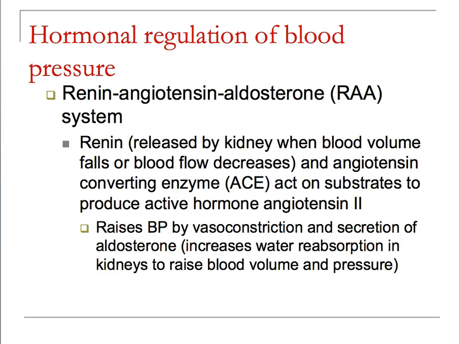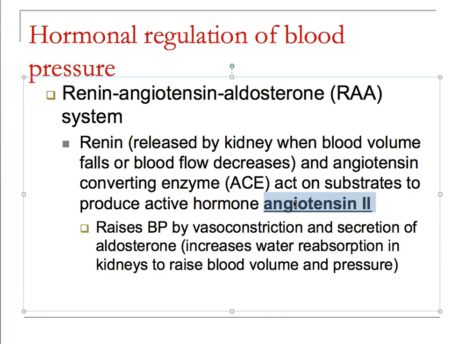And lo and behold, here is our old friend, the RAA pathway, where renin is released by the kidneys when blood volume falls or blood flow decreases. Angiotensinogen is going to be converted into angiotensin 1, and in the lungs we use ACE on that to make angiotensin 2. And remember, from your first exam, angiotensin 2 is a potent vasoconstrictor.